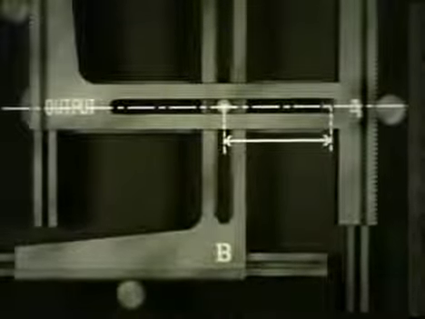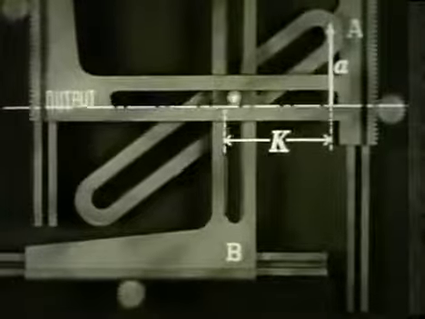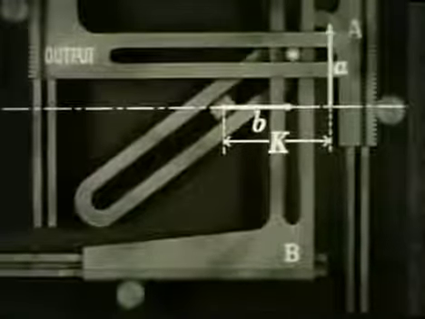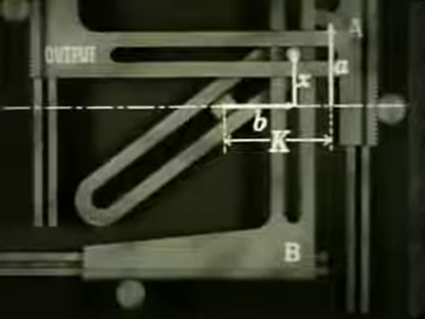The reason why the output of this mechanism is the product of the two inputs can be shown geometrically. Starting with the multiplier pin centered over the stationary pin, we'll use this line as a baseline. The distance along this line from the stationary pin to the pivot pin is a constant. Let's call it K. Let's assume input A moves distance A, and input B moves distance B. Let's call the length of the output X.